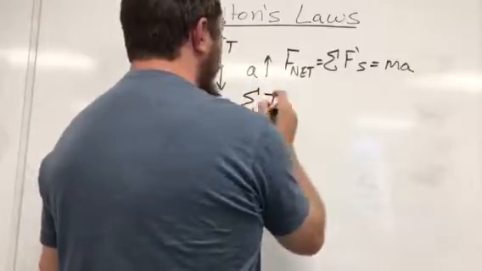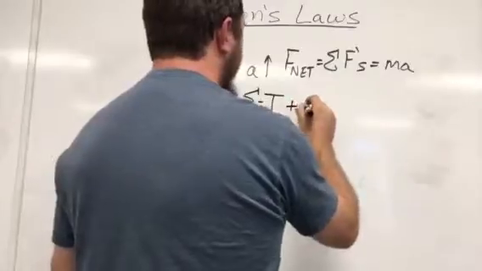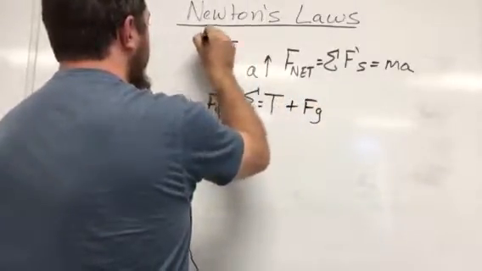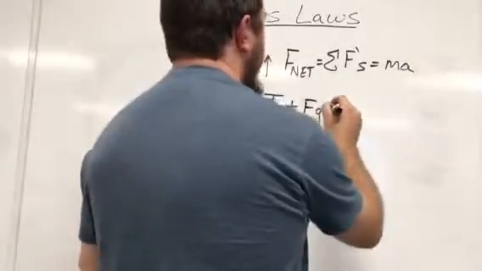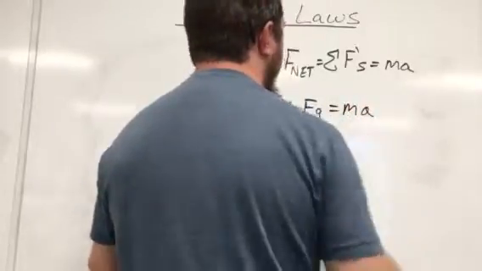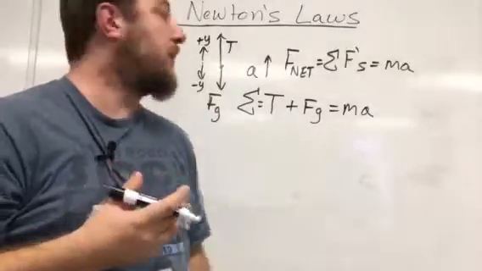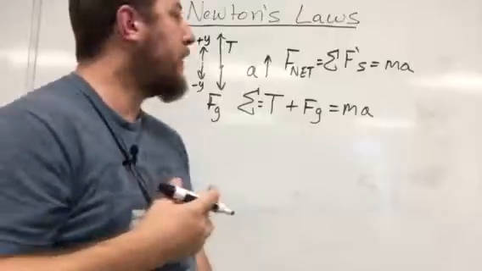The sum of all my forces is going to be the tension plus the force of gravity, and again, I'm going to assume that upward is positive and downward is negative, all right? And this is going to equal my mass times the acceleration. We're no longer at zero acceleration. We now have a non-zero acceleration component, all right?